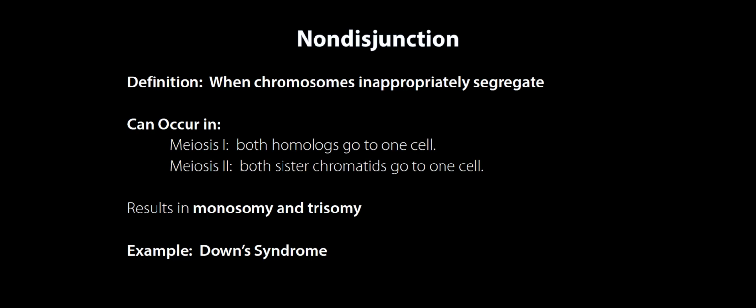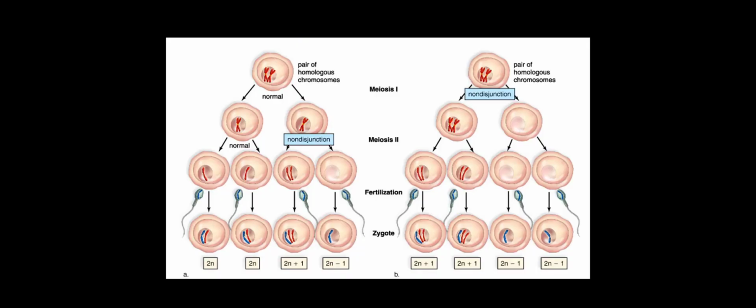Now, how do we get there? How do we get trisomy or monosomy? How do we go from having a normal complement of chromosomes to an abnormal amount? One of the most common ways is a concept called nondisjunction. Nondisjunction is when, during meiosis, chromosomes inappropriately segregate, and this results in both monosomies and trisomies, as we talked about in Down syndrome. So here's how it works. You can take a normal cell that goes through meiosis.